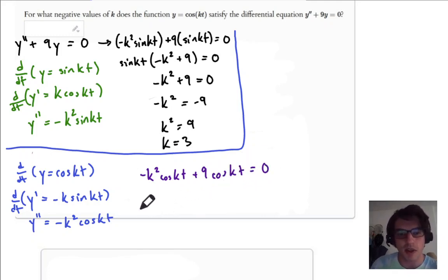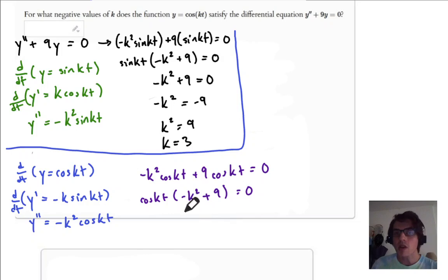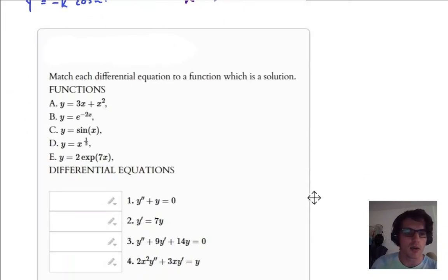This is essentially the same thing as the last one. Cosine kt times negative k squared plus 9 equals 0. And once again, we are just looking for the value that will always make this equal to 0. It doesn't need to depend on t. So we're setting this equal to 0 here, and we get k is equal to plus or minus 3 again, but this time we're looking for the negative value, so negative 3. Okay, onward.